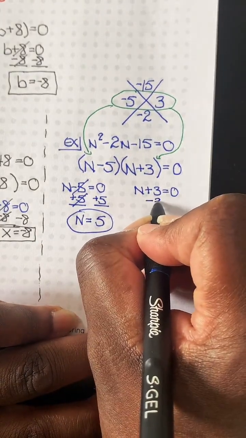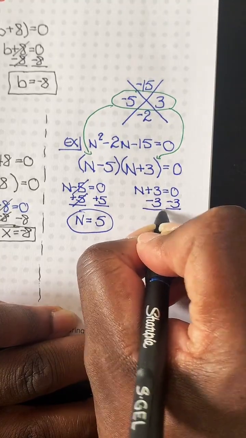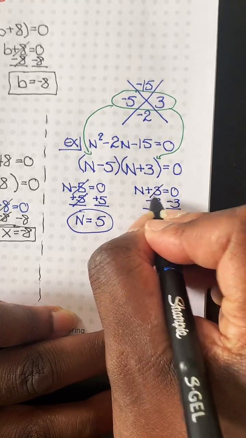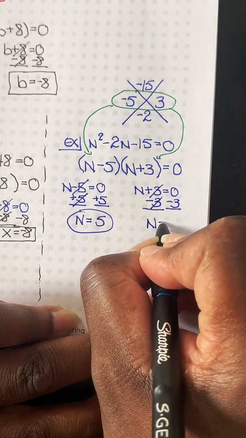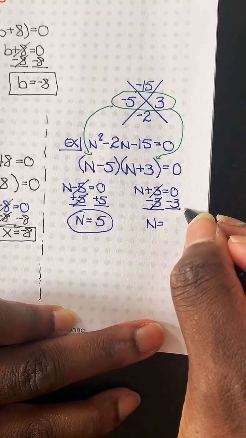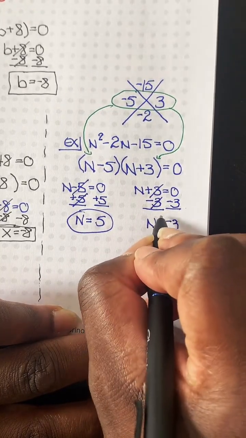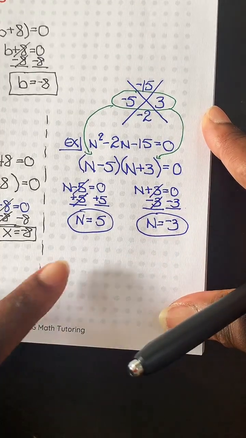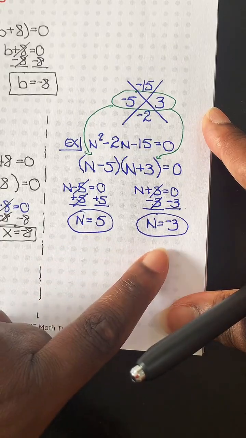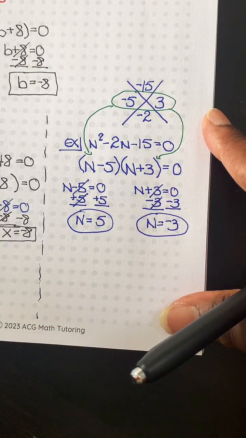Here we have a negative 3. 3 minus 3 gives me 0. We have our n equals 0 minus 3. That gives me a negative 3. So my final answers are going to be 5, negative 3.